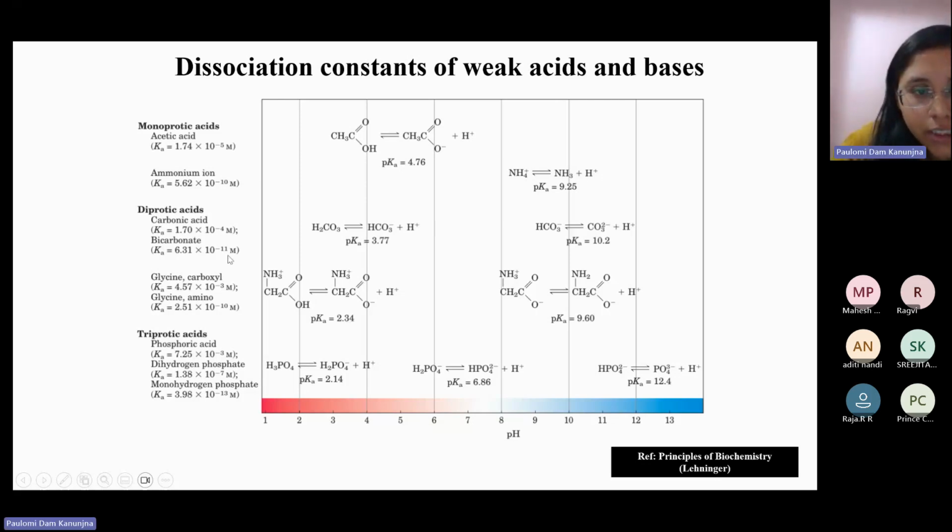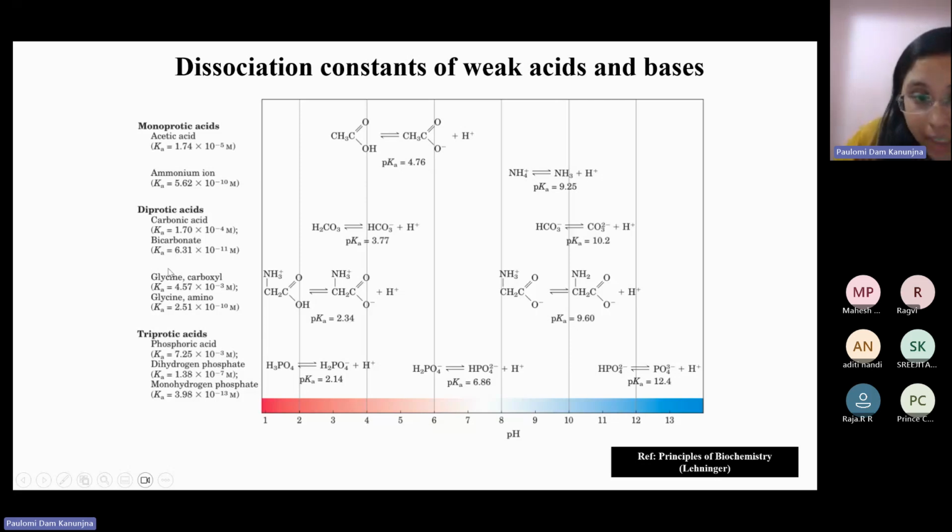Let's see an opposite: acetic acid. The Ka value, or the dissociation constant, is very, very less, 1.74. So where on the spectrum should you find the acetic acid pKa value? It will be higher. So where do you see it? You see it here, 4.76. This was 2.14. This is 4.76.